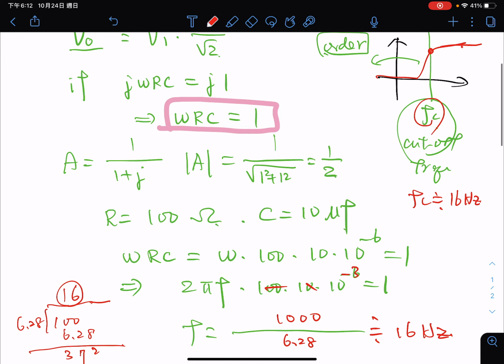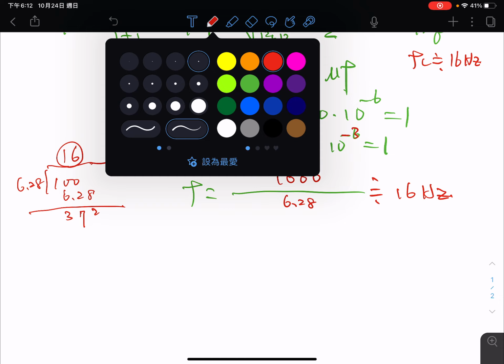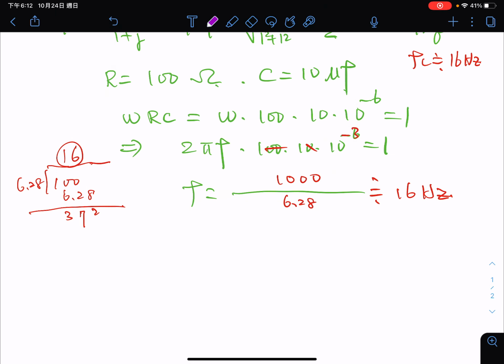Okay. Then we can try to calculate further. We have the A. Let me rewrite it. A will be equal to J omega RC over 1 plus J omega RC.